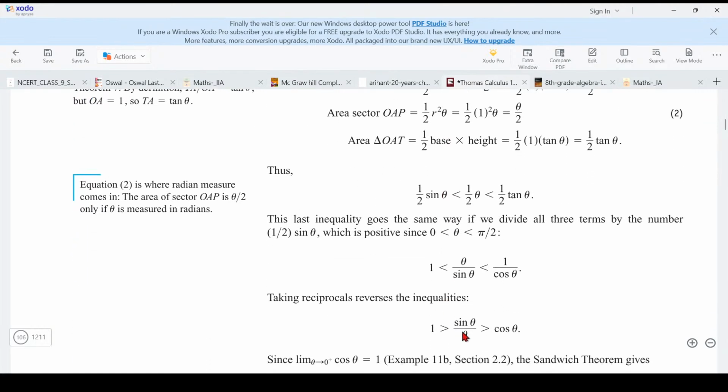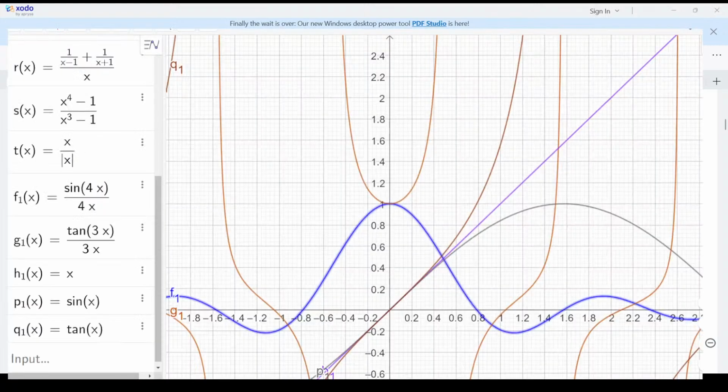Understood? By the sandwich theorem. What we have told in the sandwich theorem: if a function is lying between two different functions and both are approaching the same value, obviously this one should approach the same value. Cos theta is approaching 1 when theta is approaching 0, and this one is always lesser than 1. So obviously this one should approach 1. So that's why the limit of sin theta by theta is equal to 1.